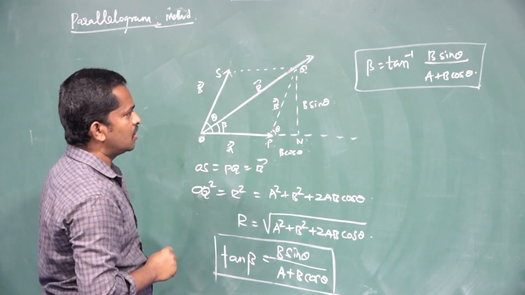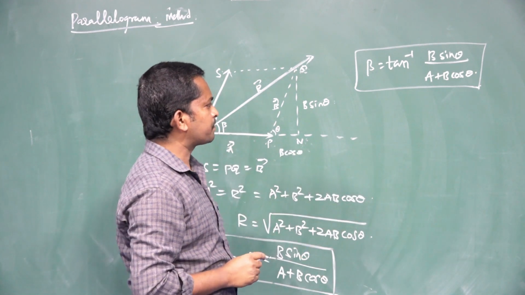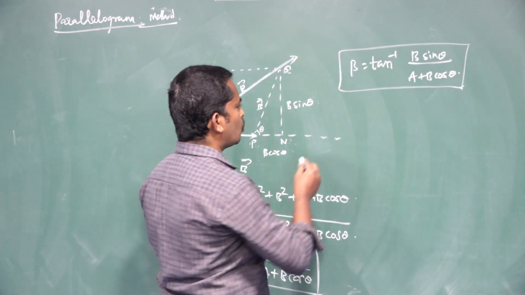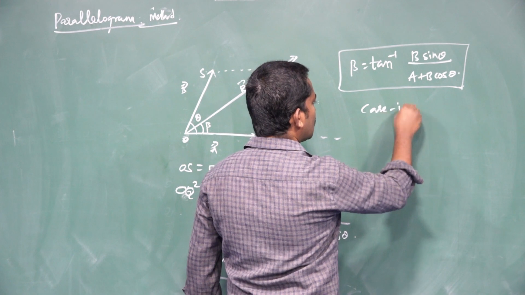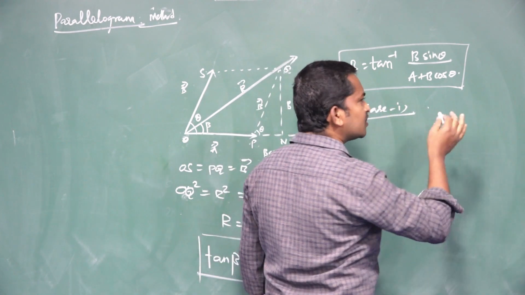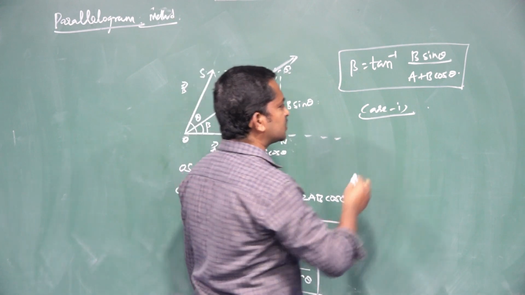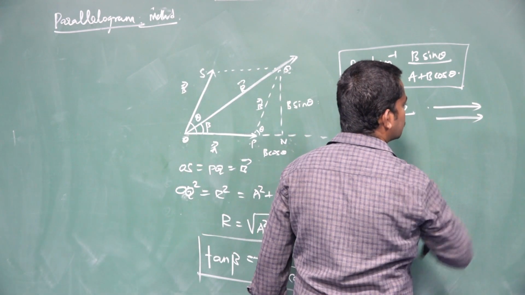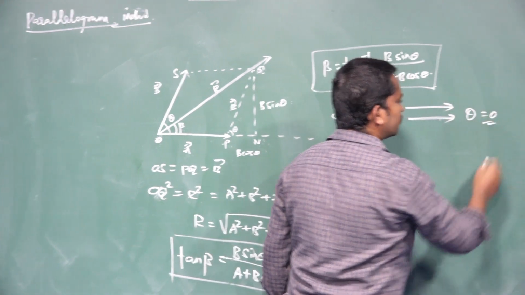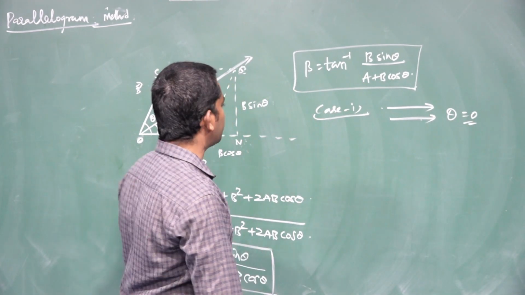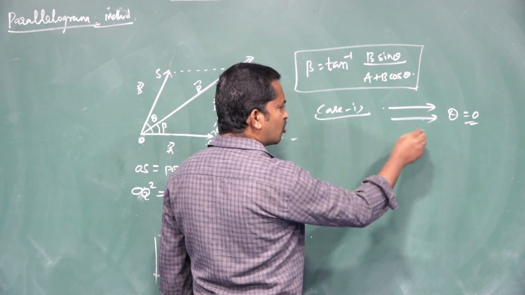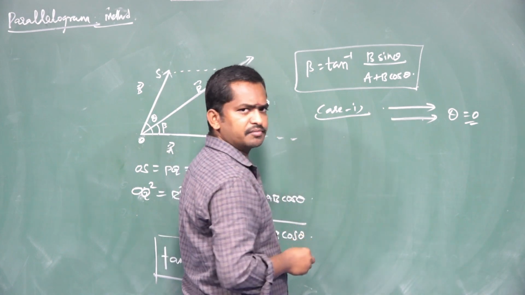Both are equal. And next one is very important: case 1, case 2 and case 3. See, what is case 1? If both vectors are parallel to each other, parallel to each other means same side. This is A vector, this is B vector. Parallel. The angle between A vector and B vector, theta, is equal to 0. What happens if theta is equal to 0? Case 1. Theta is equal to 0 means the two vectors are acting in parallel.